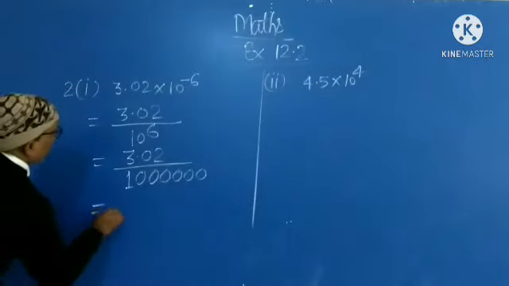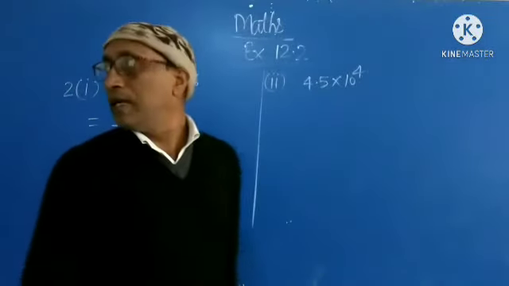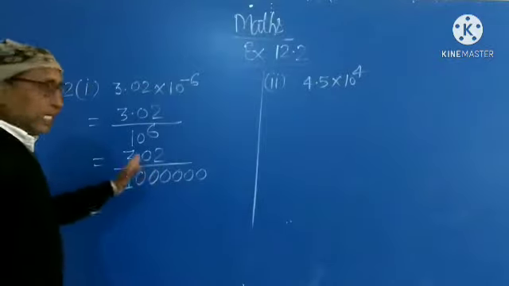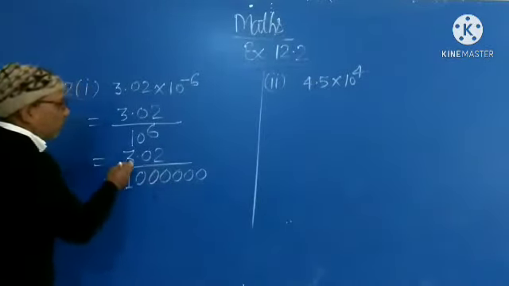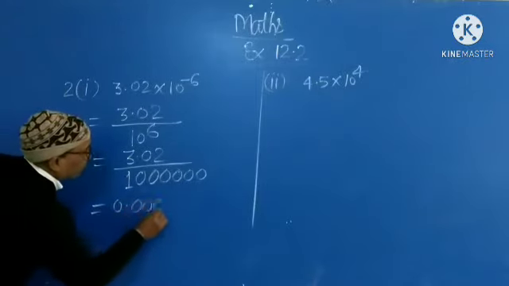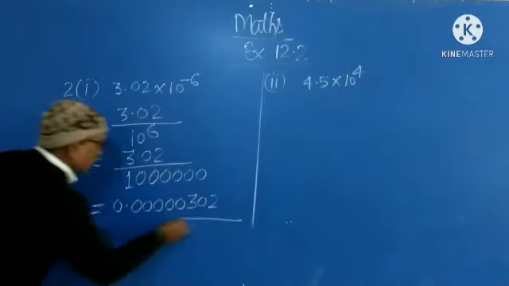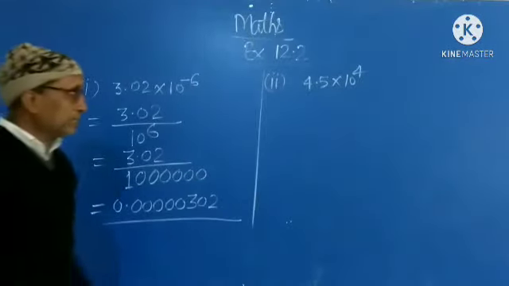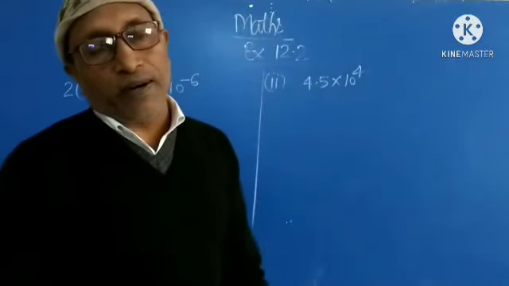When you divide this number by that number, the decimal place is shifted to the left. How many digits? 6 digits. You have 1 digit here. Then you write 0.000000302. This is the usual form of this number. Usual form means you write the number without exponent.